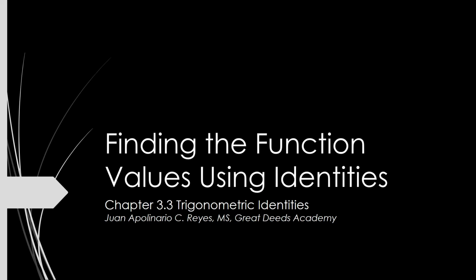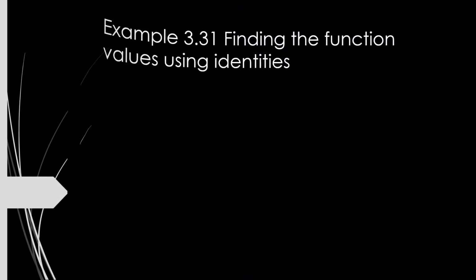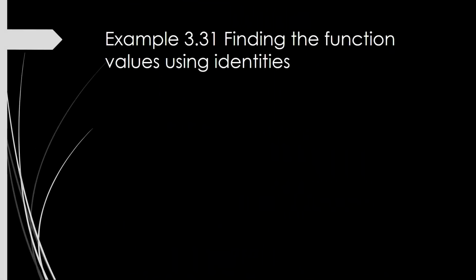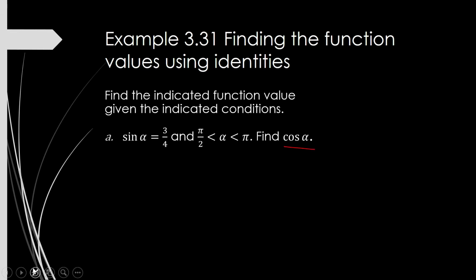Finding the function values using identities. Example 3.31. Find the indicated function value given the indicated conditions. So sine of alpha is equal to 3 over 4, and alpha is between pi over 2 and pi. Find cosine of alpha. So we can use your fundamental identities, trigonometric identities or Pythagorean identities, to get cosine of alpha. Okay? And so how do we do that?